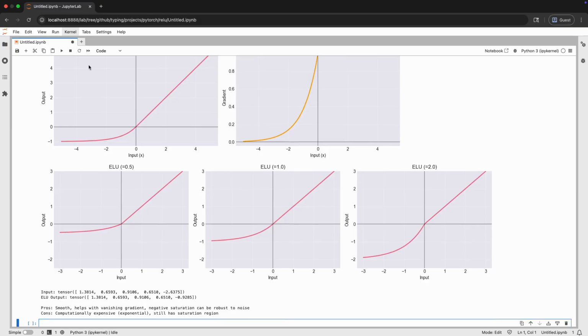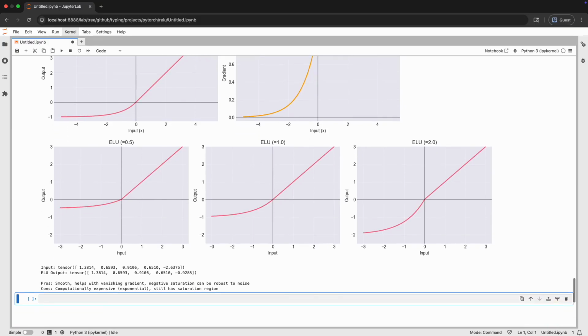Unlike ReLU variants, ELU is smooth and differentiable everywhere, including at zero. The comparison shows how alpha controls the saturation level from negative 0.5 to negative 2. The smooth gradients and negative saturation can help with vanishing gradients and provide noise robustness, though the exponential computation makes it more expensive than ReLU.